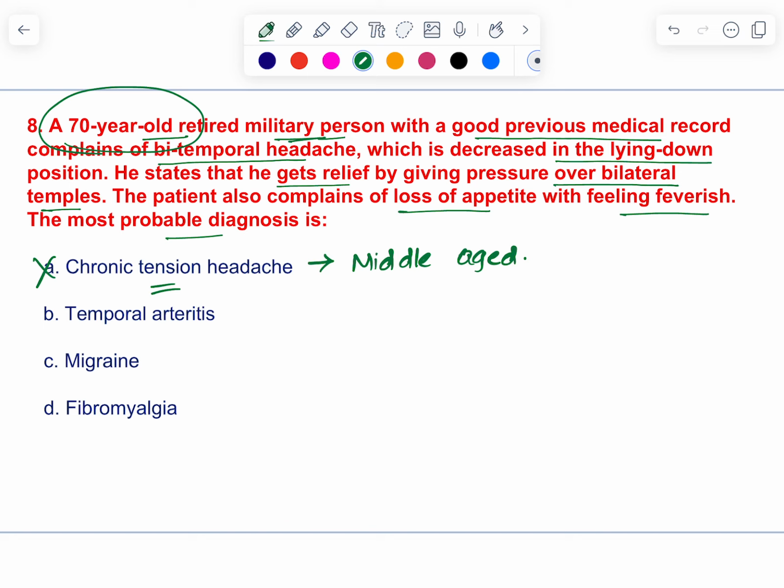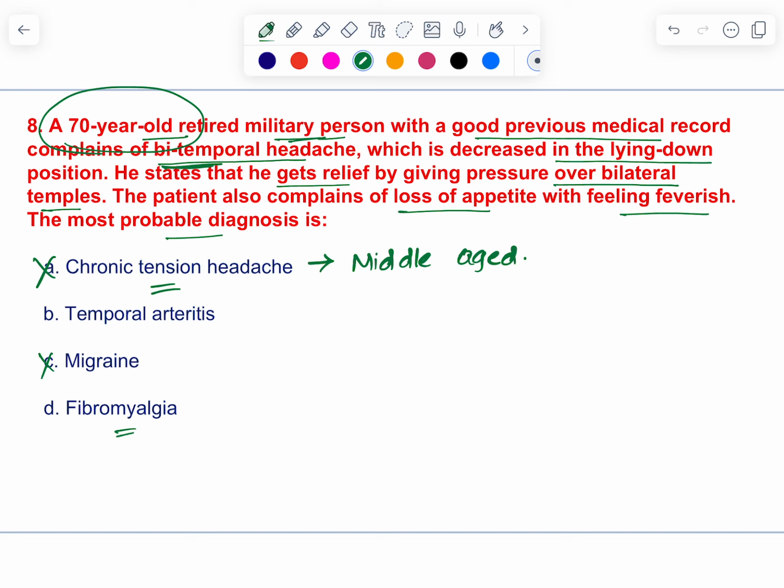What about migraine? No, migraine is also ruled out, because migraine is usually unilateral, pulsating or throbbing in nature. What is given here is bilateral temporal, which is unlikely to be migraine. And migraine is more common in females rather than males.